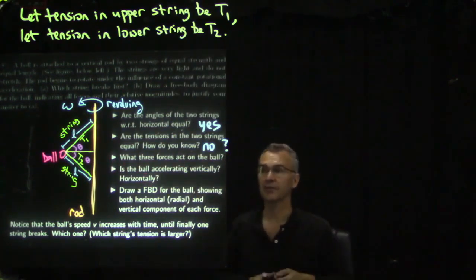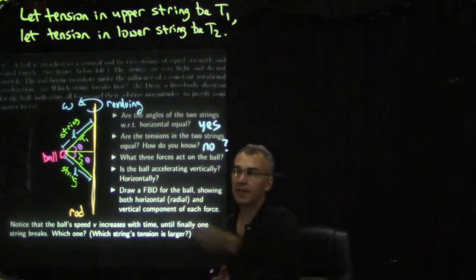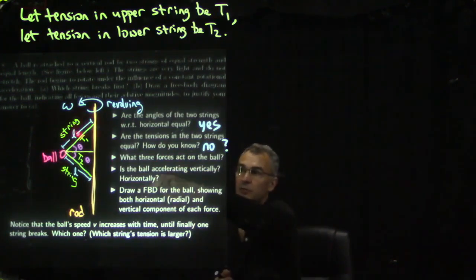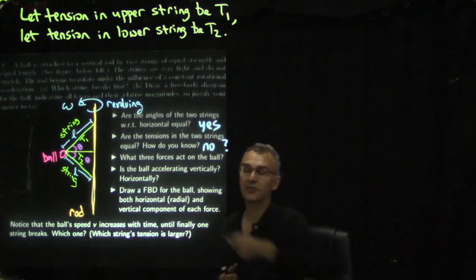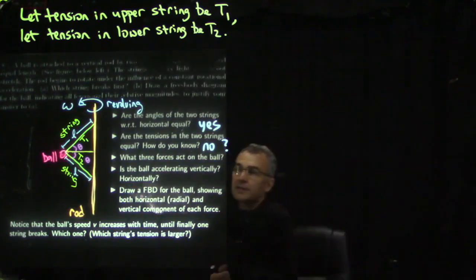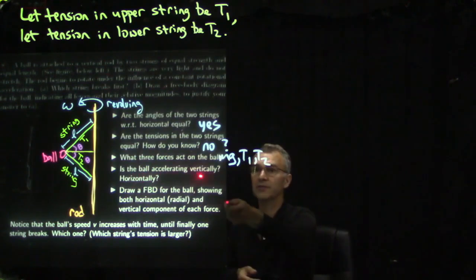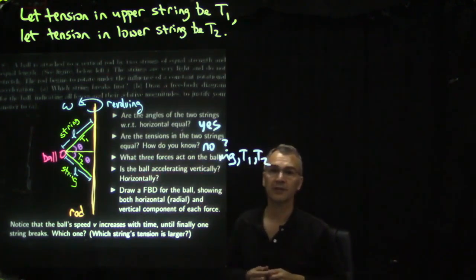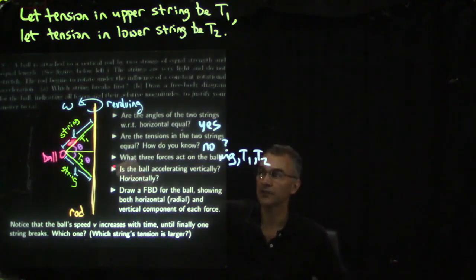What three forces act on the ball? Well, I guess there's gravity downward, and then there's the contact force of string 1, which points axially along the axis of string 1, and then there is the contact force of string 2, which points axially along the axis of string 2. Is the ball accelerating vertically? I think the ball is not accelerating vertically. Once these strings are taut, then the ball's height above the ground just stays constant. So I don't see how there can be a vertical acceleration.